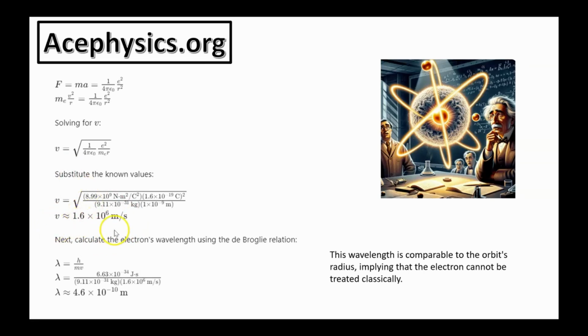Now you can take this velocity and solve for lambda. Lambda is h over mv, and this tells you that lambda is 4.6 times 10 to the negative 10th meters. The wavelength is comparable to the orbit's radius, implying that the electron can't be treated classically. It's a quantum particle. It's a wave.